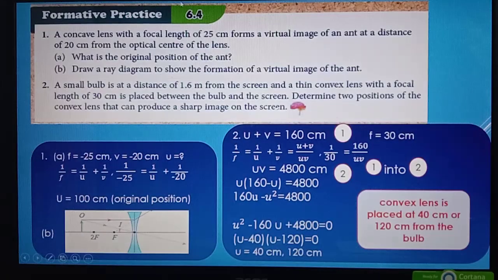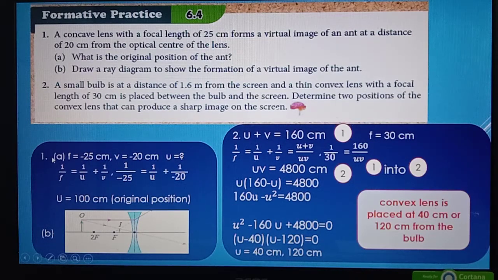Okay, last part we discuss the formative practice 6.4. I think it's better for you all to try first before you check the answer. Number 1: a concave lens with focal length of 25 cm forms a virtual image of an ant at a distance 20 cm from the optical center of the lens. A, what is the original position of the ant? B, draw a ray diagram to show formation of the virtual image of the ant.